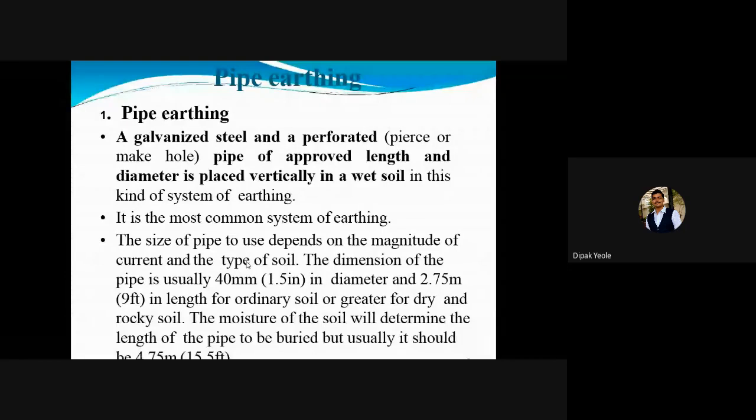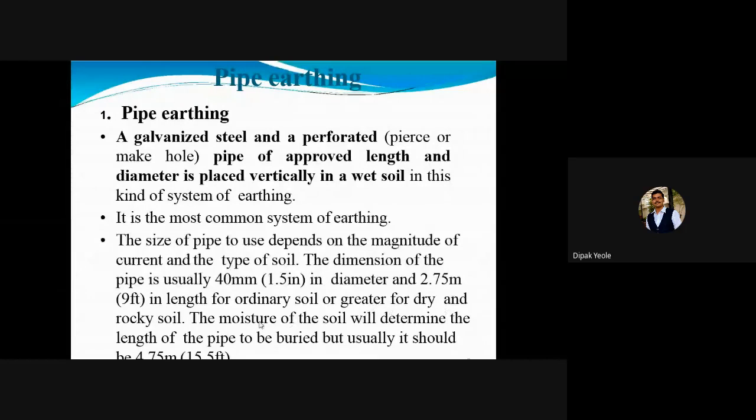असं नाही की तुम्ही कोणताही कंडक्टरचा डायमीटर घेतला, कोणताही डायमीटरचा पाईप घेतला आणि तुम्ही इन्सर्ट केला आणि it will act as an earthing, तर त्याला अर्थ नाही. So we have to use a specific dimension of the pipe, usually 40 millimeter in diameter and 2.75 meter in length for ordinary soil or greater for dry. Dry साठी अजून जास्त लागेल आपल्याला, and rocky soil साठी सुद्धा आपल्याला जास्त लेंथचा रॉड लागेल.